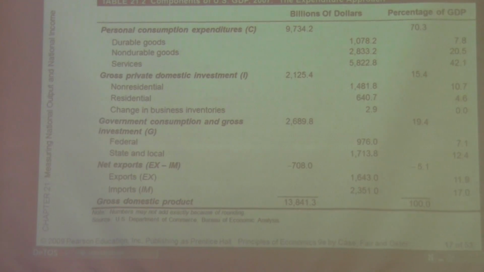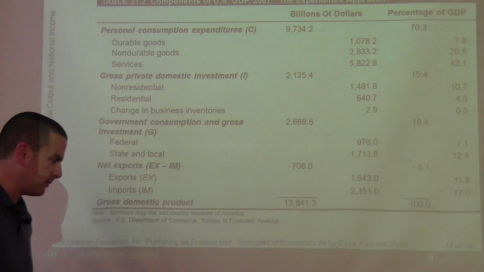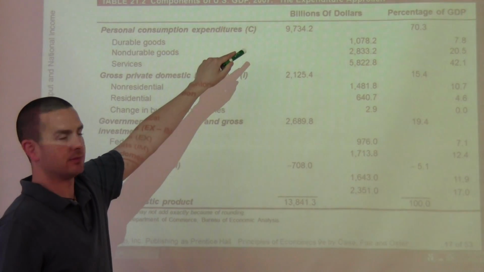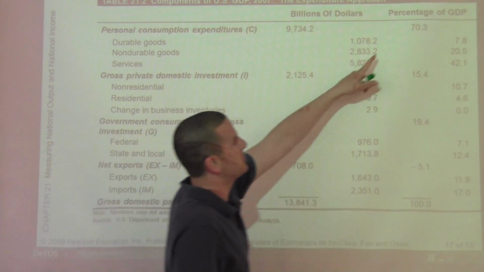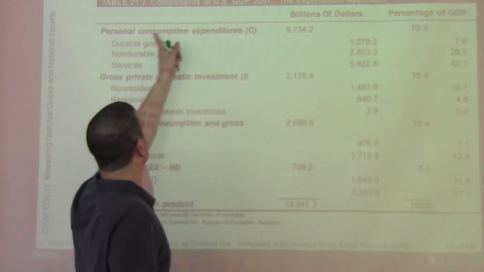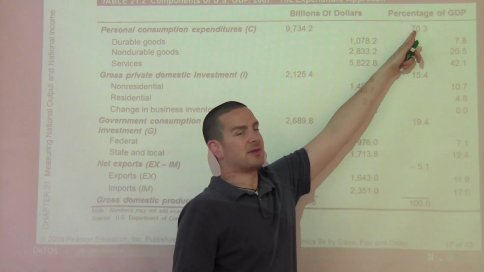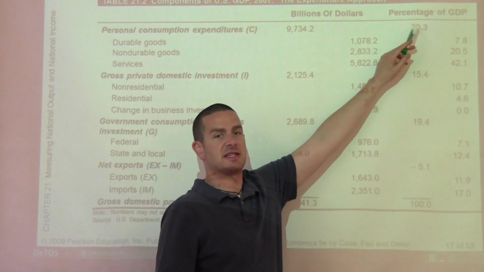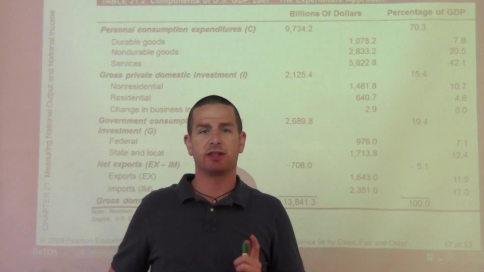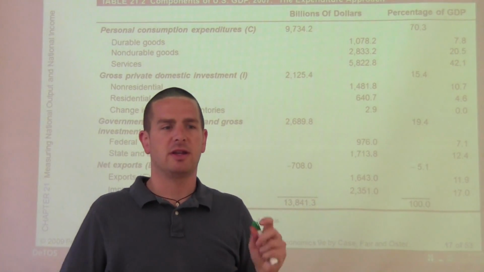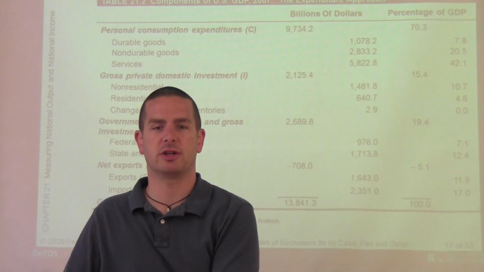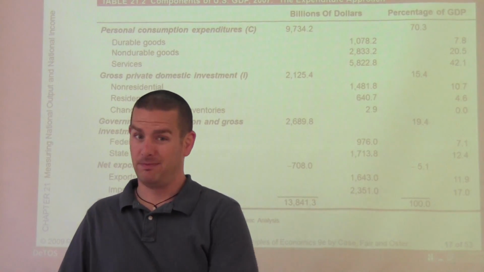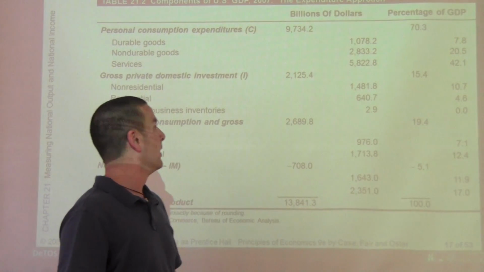This is a chart showing you the US economy in 2007, the percentage of GDP. Consumption is about 70% of total GDP. That's good because consumption is pretty stable. It never gets too high, never gets too low. You're going to buy the same amount of hot dogs and hamburgers, same amount of water, all the time.